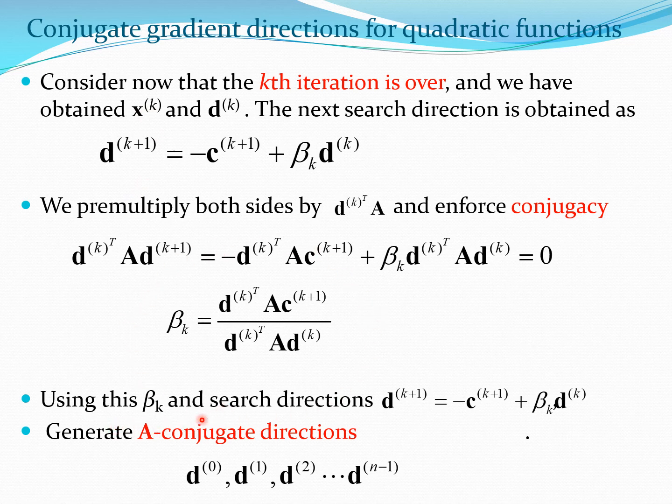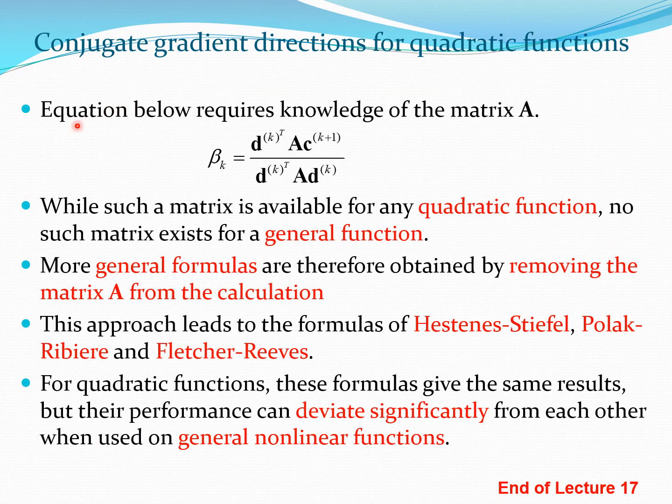Now use this beta k and the search direction dk plus 1. You get this value here. You have minus ck plus 1 plus beta k into dk. Generate all these conjugate directions d0, d1, d2 to dn minus 1, and you can then solve the problem. Now if you look at the beta k values which we have derived, we see that this beta k would require you to know the value of A. And this method of course can be used if you have a quadratic function, because if you have a quadratic function you would have a value of A, and you can also obtain the value of ck at any point.